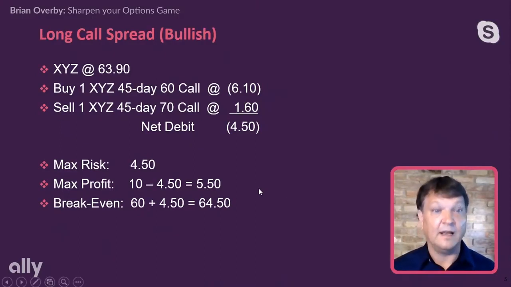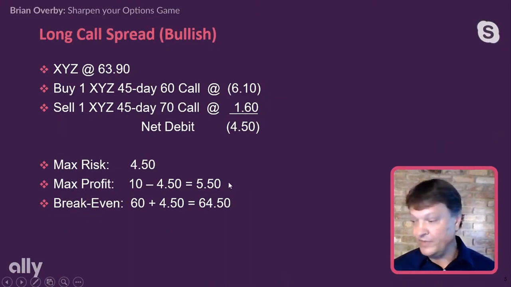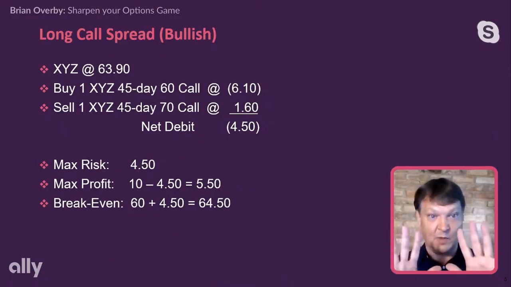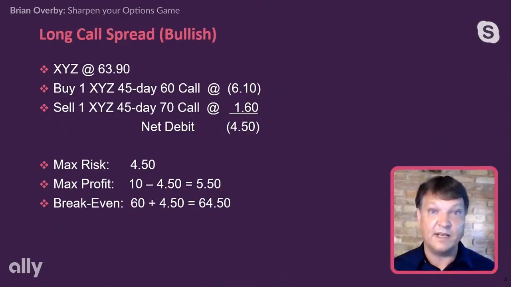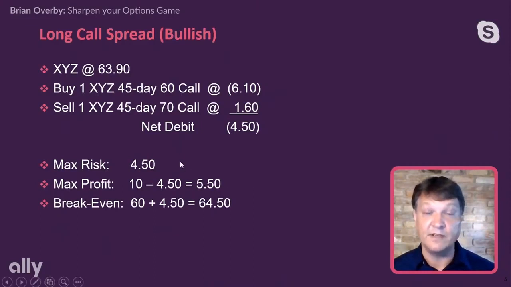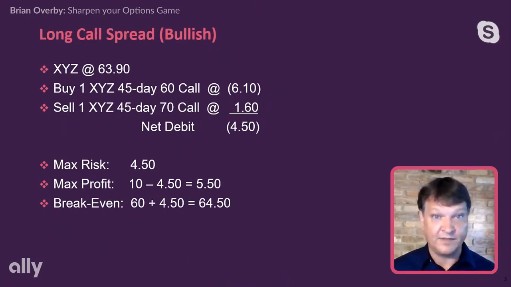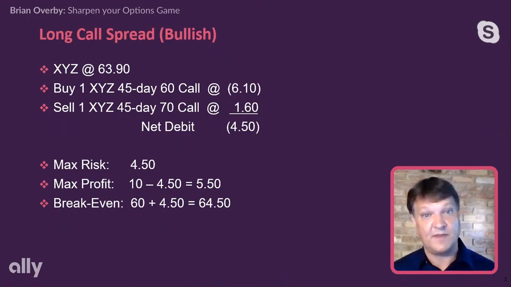Break even, or a max profit on this. We look at the width of the spread to determine that. 70 minus 60, if we look at the strike prices, is $10. So the width of the spread here is $10, minus the net debit paid, which is $4.50, so our maximum profit potential is $5.50. So our downside risk is $4.50, our upside is $5.50.